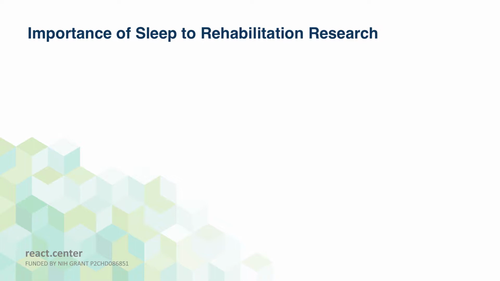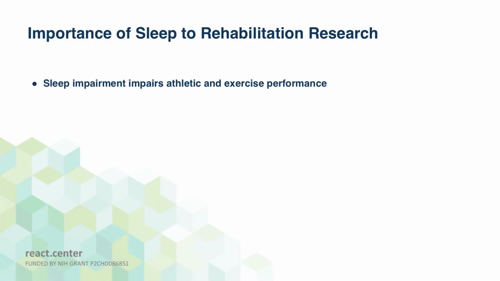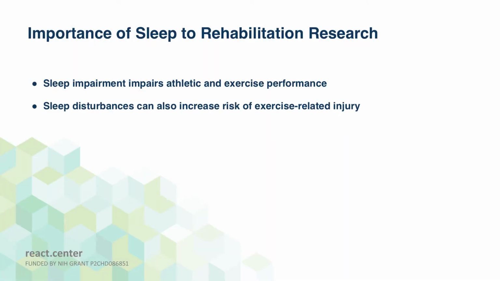In addition to its impact on overall health, sleep is also important for rehabilitation. For example, sleep impairment can impair athletic performance and also exercise performance. And there have been studies showing that sleep extension can improve performance for basketball players and for tennis players as far as accuracy of serving and accuracy of getting a ball in the hoop. Additionally, sleep disturbances can increase the risk of exercise-related injury, because if someone is sleep deprived or very sleepy, they're more likely to make mistakes and get hurt.